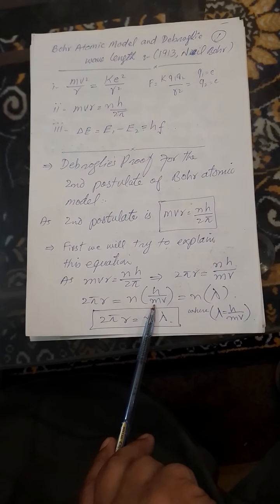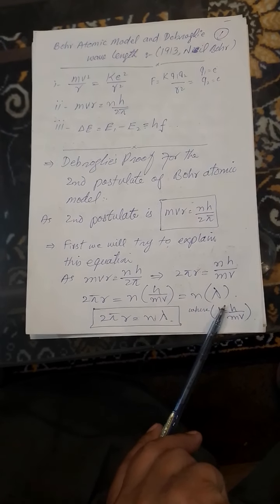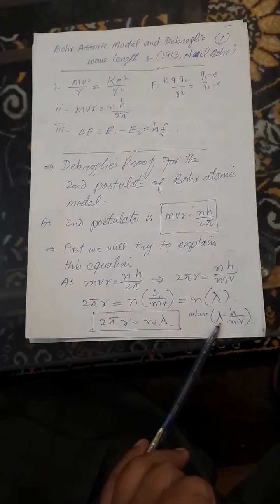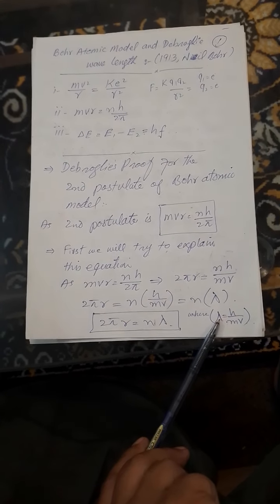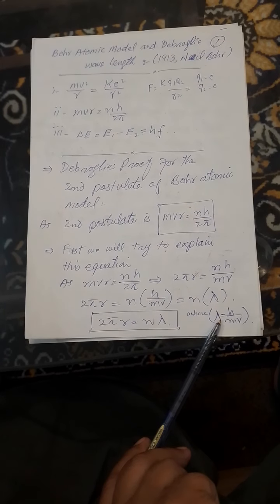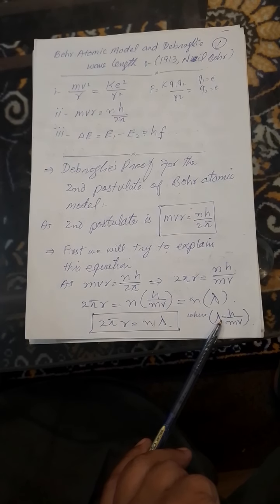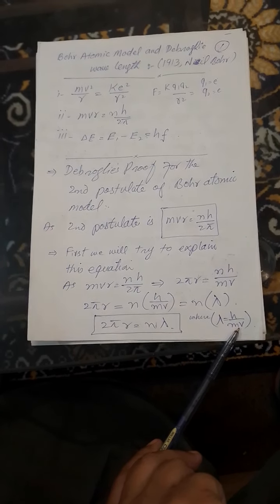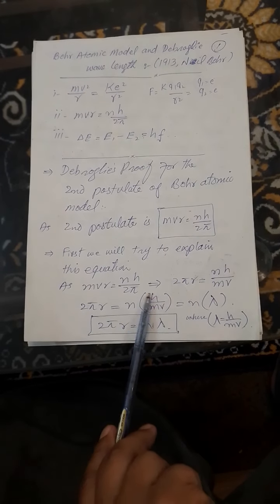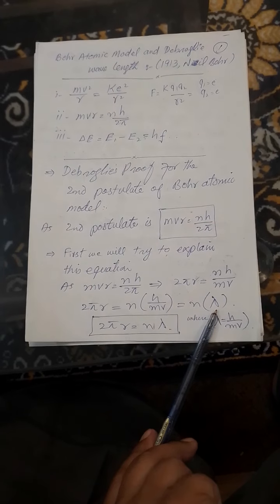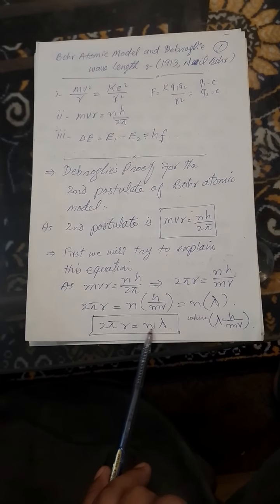As already derived and discussed in de Broglie's wave nature of the electron, we know that lambda is equal to h/mv, where lambda is the wavelength of the wave associated with the moving electron, and mv is the momentum of the electron. So we can put lambda instead of h/mv in this equation, and finally write 2πr is equal to nλ.